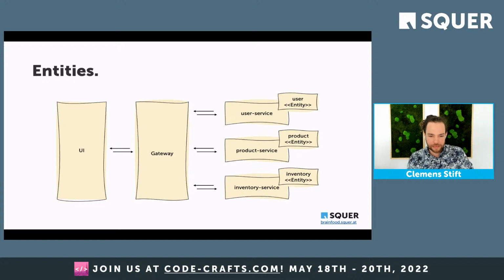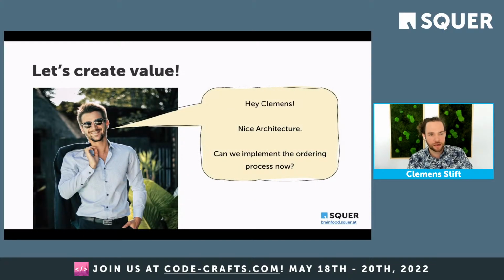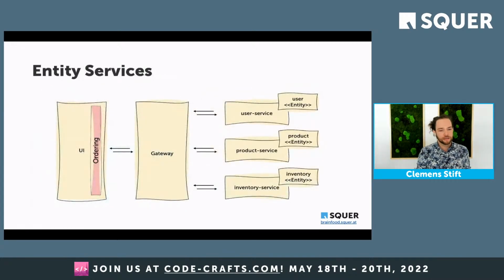Now, entities alone will not sell units, right? In the end, somebody comes along and says, hey, this is very nice architecture. Can we start selling things to users now? How can they order? Where do we put the ordering logic? And now we go back to our drawing board and we start looking for a place to put this ordering logic. And so we go around and we try fitting it into different places.